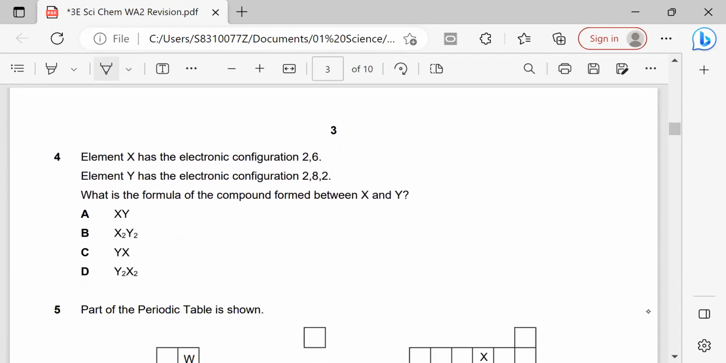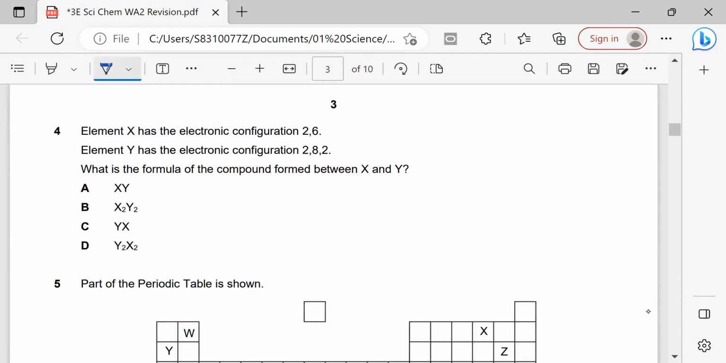Moving on to number 4, you're given 2 elements here, X as well as Y, and you're also given the electronic configuration of the elements. Based on the electronic configuration, you should be able to deduce that element X will form an ion of X2-. Element Y will form an ion of Y2+, because of the 2 valence electrons.